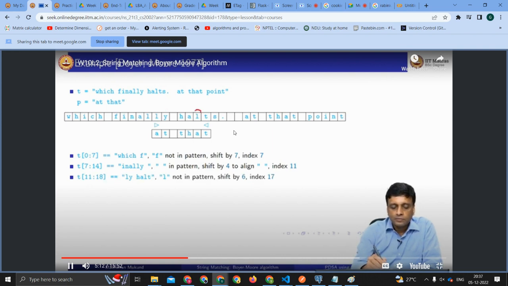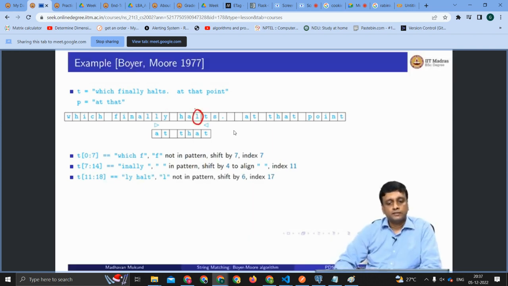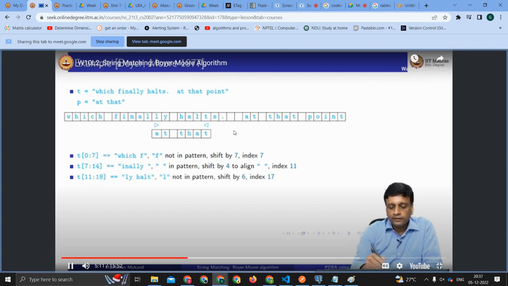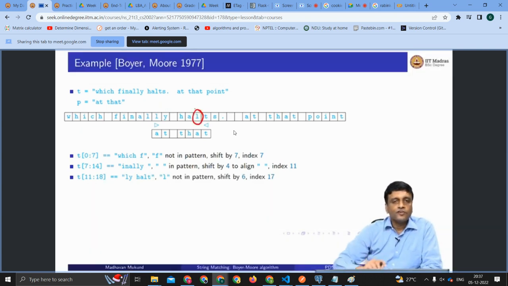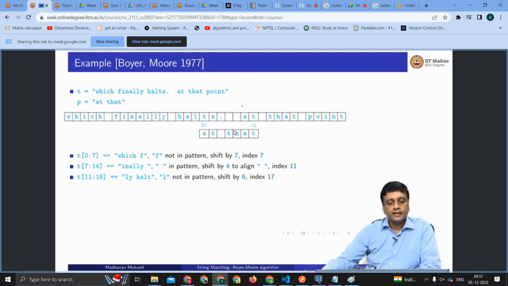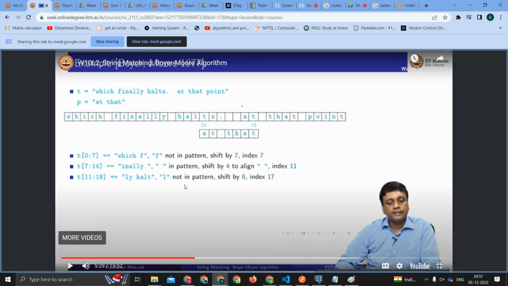So here, if I go from the right, then this becomes my first mismatch. So this mismatch again involves a letter L, which is not there in my pattern at that. So since it is not there in my pattern, I must go past it and start from here onwards. Right? So I shift by 6, and my next search starts at the.